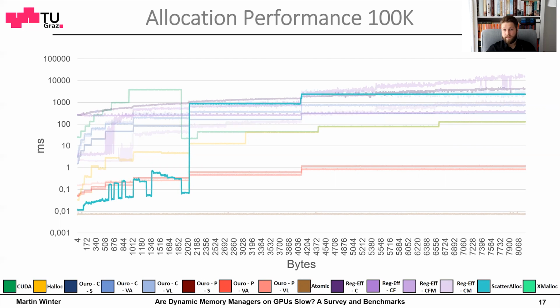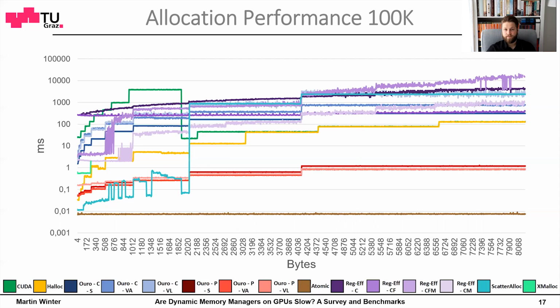ScatterAlloc in teal is a performance winner for smaller allocations, and only falls back once it has to switch from hashing to searching its allocation space for large allocations. Malloc is quite unstable at higher thread counts, but if it runs, it falls into the mid-range segment regarding performance. Overall, ScatterAlloc is the clear choice for smaller allocations, with page-based Oroboros the overall best choice.